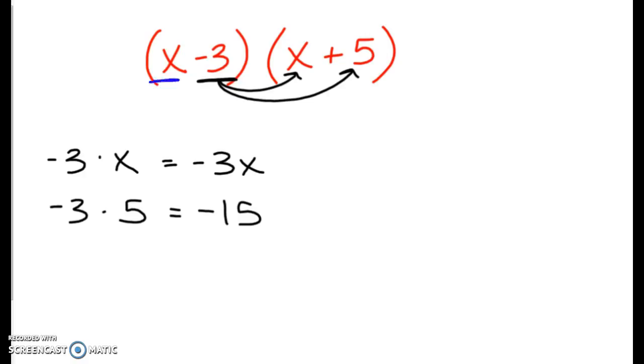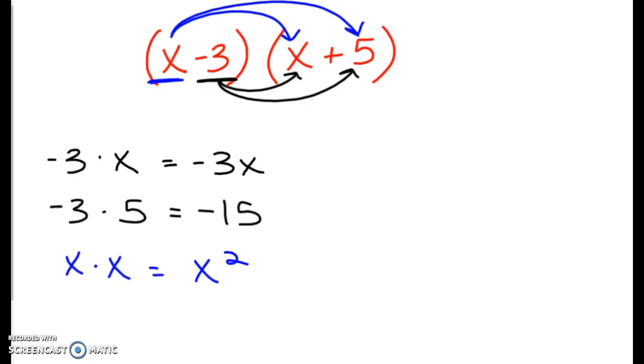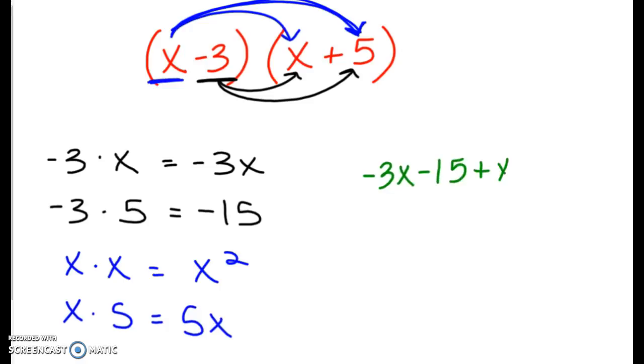But we also have to use this x. It has to be multiplied by, again, both terms inside the parentheses. So we get x times x, we get x squared, and then x times a positive 5, we get 5x. And then we're just going to put all four of those terms together again. We have negative 3x minus 15 plus x squared plus 5x. And notice that I'm using the negative or the positive that's attached to those terms.